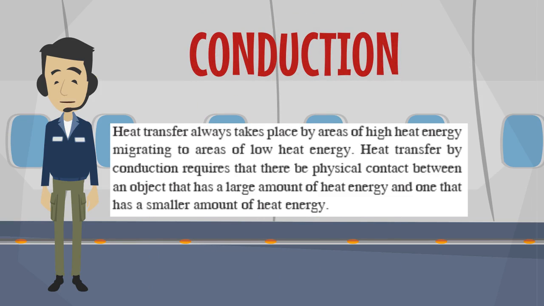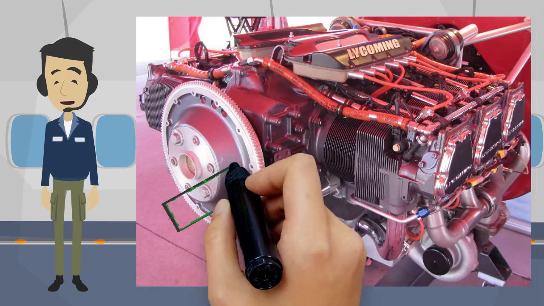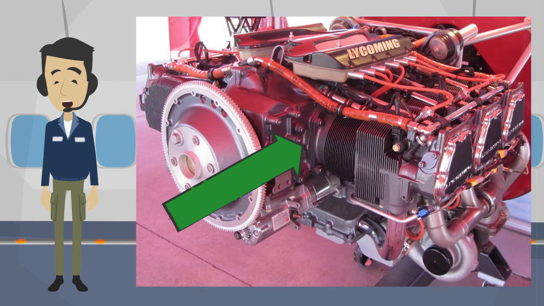Conduction requires physical contact between two items with different temperatures. Conduction happens here when heat from combustion in the cylinder is transferred to the crankcase.